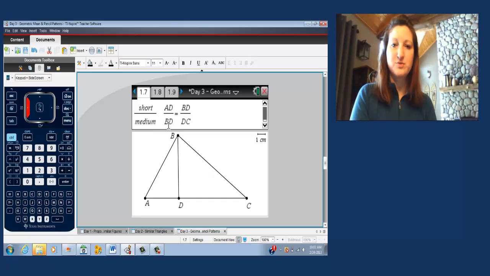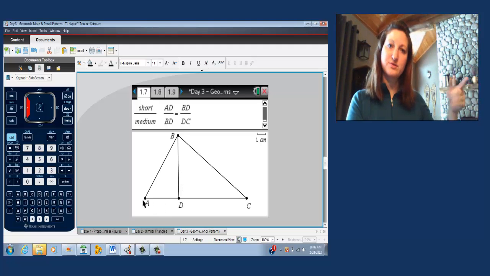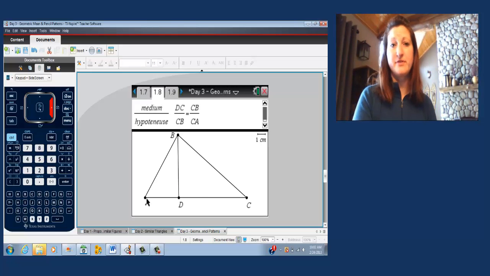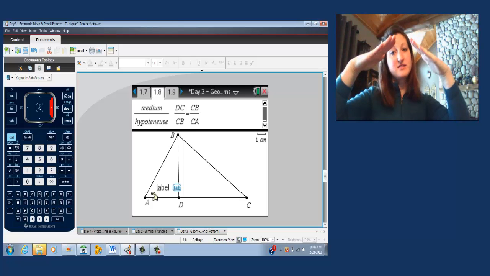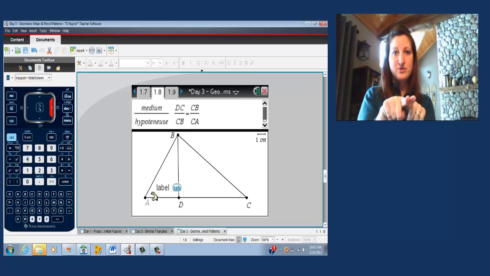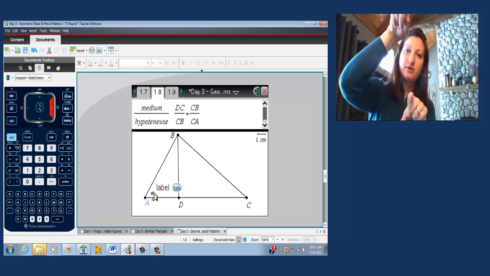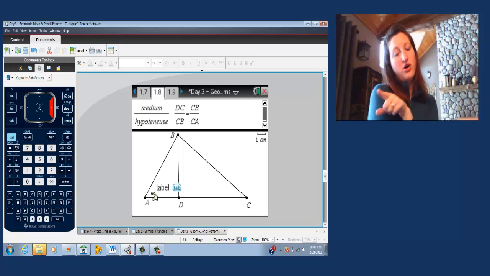With the first one that we looked at, we know something about the altitude. So if you know something about the altitude, you start at one end of the hypotenuse, go to the altitude, up, down, back over. If you don't know anything about the altitude, but you know the sides, you start at the bottom of the altitude and you go towards the side that you know, up, down, and then all the way back across.